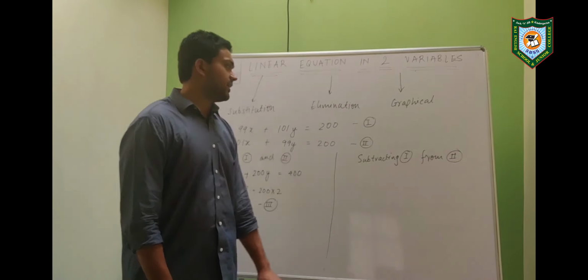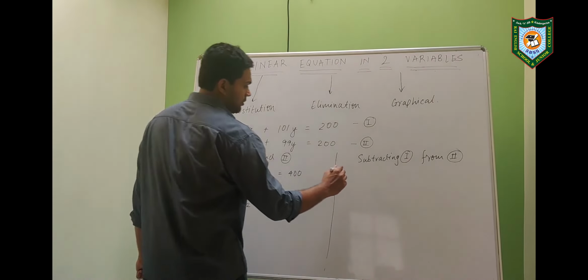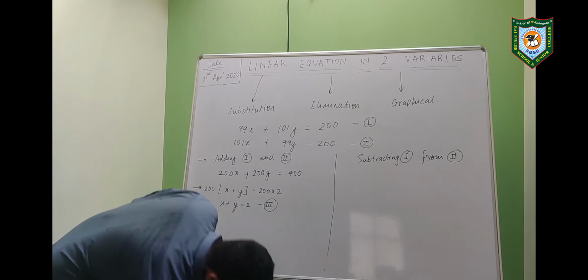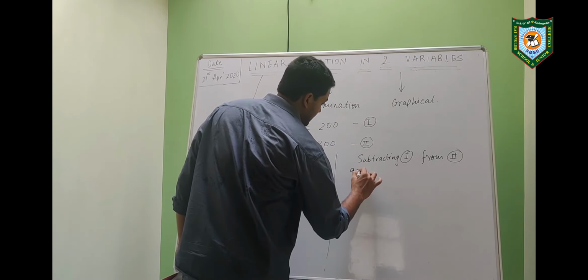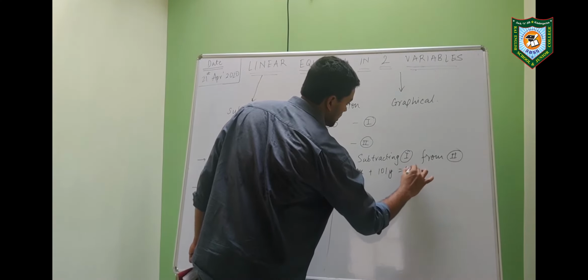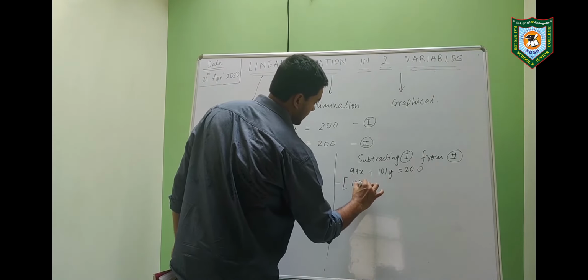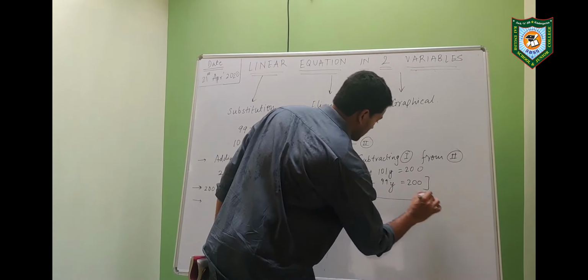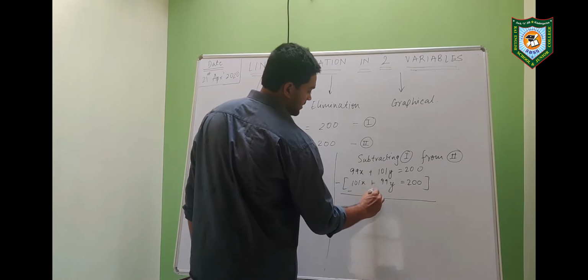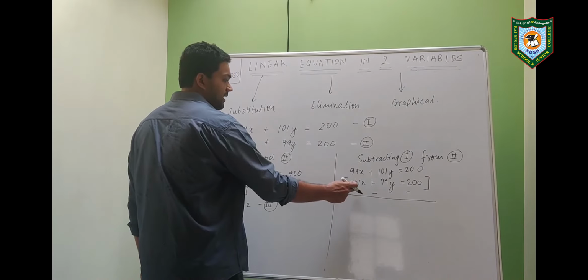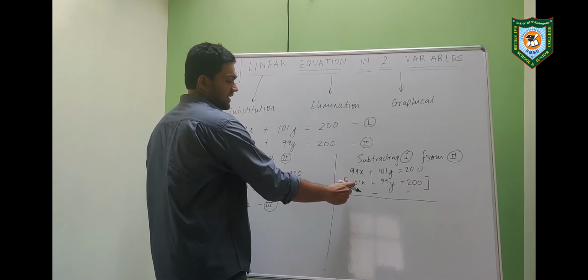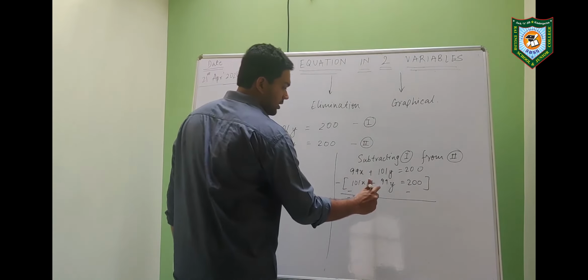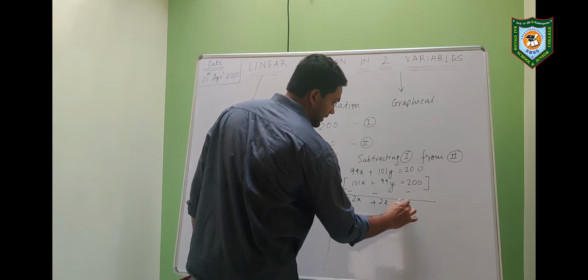Now, subtracting 1 from 2. 99 minus 101 will be minus 2x. I'll elaborate this so that you will understand how this happens. So this is 99x plus 101y is equal to 200, minus bracket, 101x plus 99y is equal to 200 again. Now checking the signs, minus plus becomes minus, minus plus becomes minus, minus plus becomes minus. 99 minus 101: 101 is greater in numeric value, the sign is negative, so I'll have minus 2x here. 101 minus 99: 101 is greater in value, plus sign, so I'll have plus 2y here, and 200 minus 200 is 0.